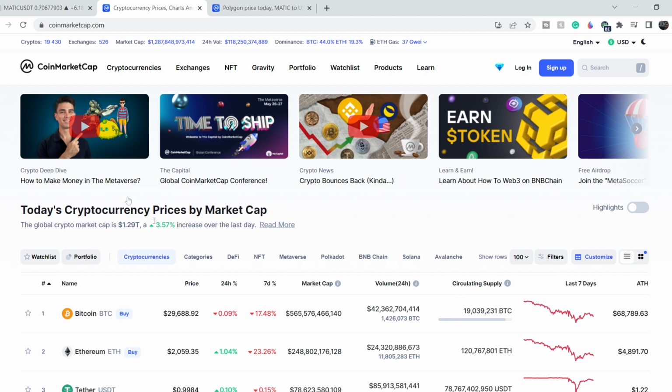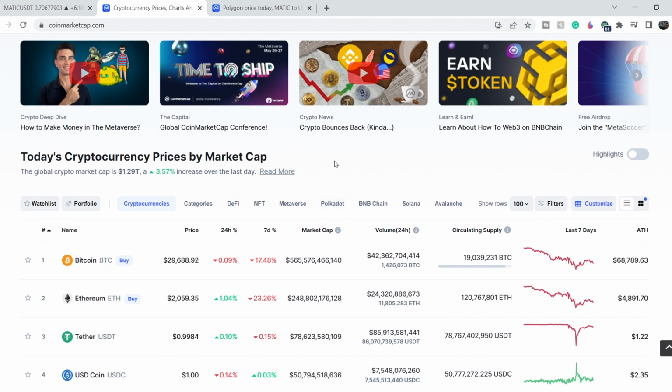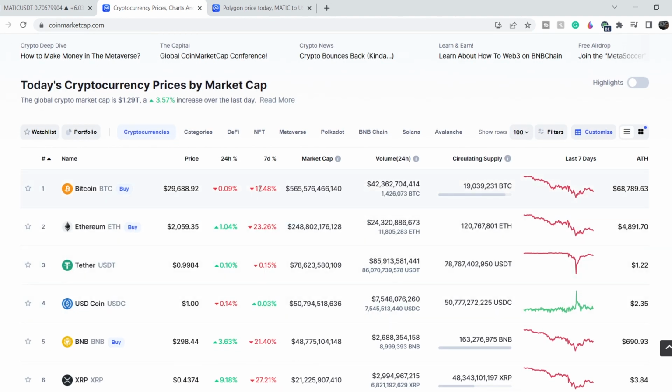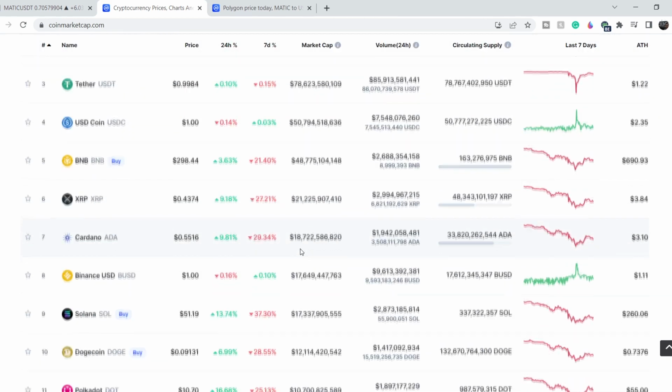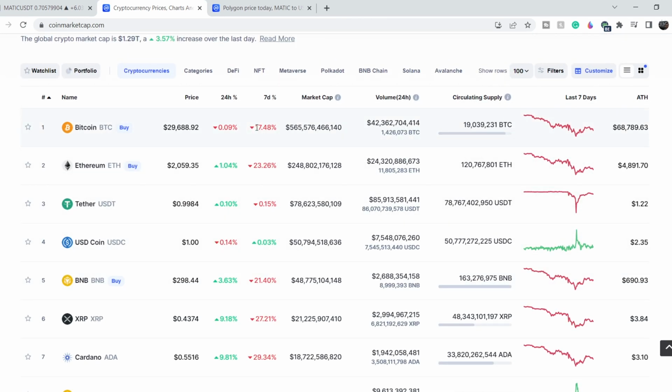Right now we are sitting at $1.29 trillion of total market cap, and it is a 3.57% increase over the last day. And definitely this increase for now is most likely the bounce from its recent huge movement to the downside. And as you can see, on the 7 days period, basically all of the major coins are in red. Bitcoin lost about 17.5%, Ethereum lost about 23.2%, and BNB lost about 22% of its value.